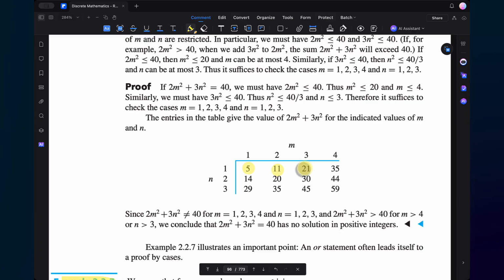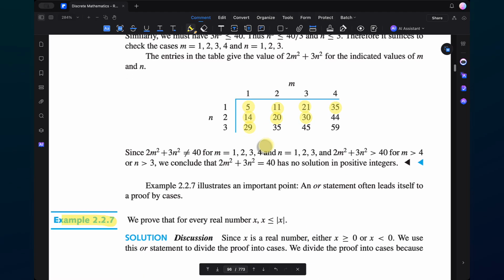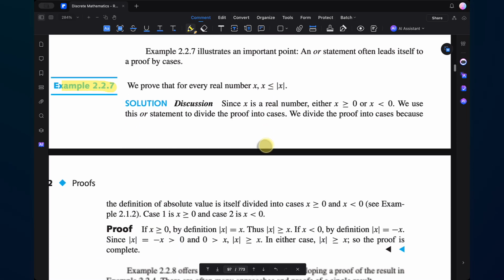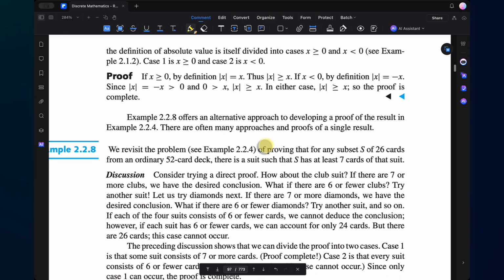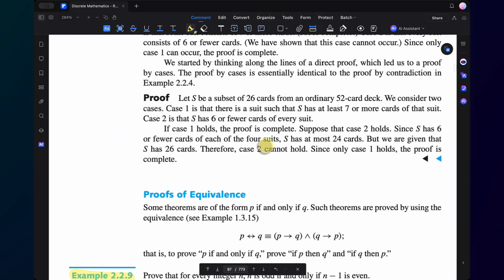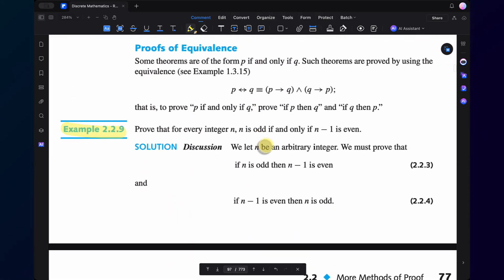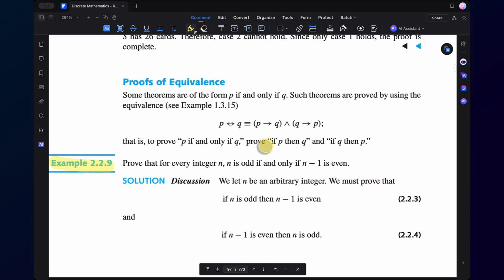So you just go through in this example, and what you notice is that no matter what you choose, you never come up with 40. And if I go any larger than 3, you'll get numbers way larger than 40. So that's an example of where you just exhaust all of the cases. Okay, all right, so let's see. I think one last thing in this section is to prove equivalence.